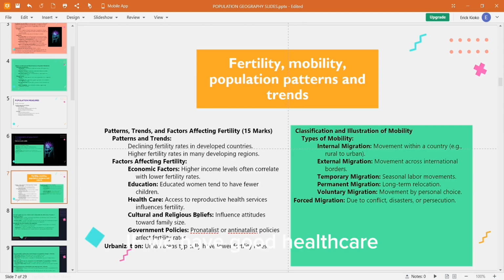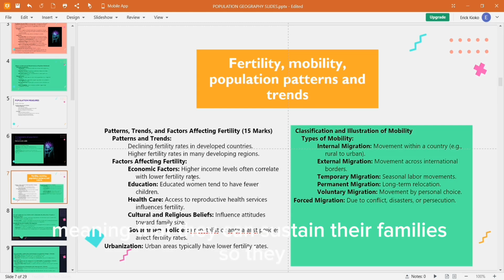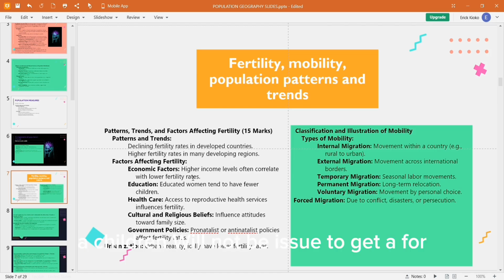Health care. If we have good health care where pregnant mothers are well taken care of, then we may have the population increasing. Education for women, that one tends to reduce the number of the population. We have economic factors. If people are able to work and earn money, meaning that they can sustain their families, then the children will not be an issue to cater for.